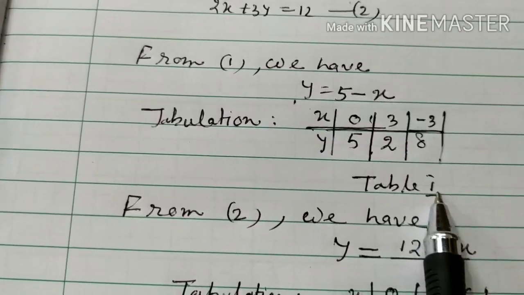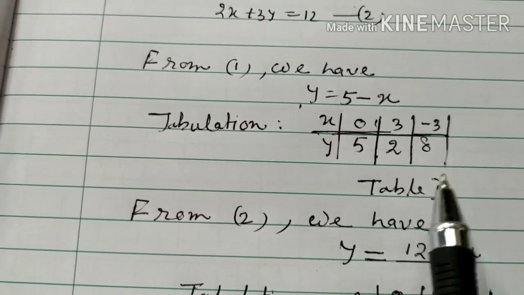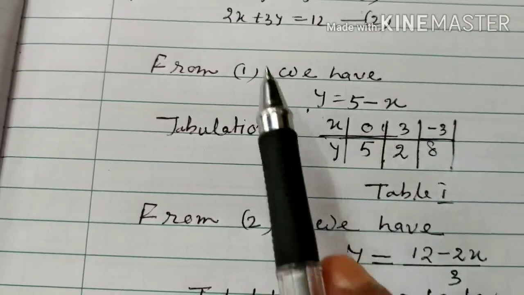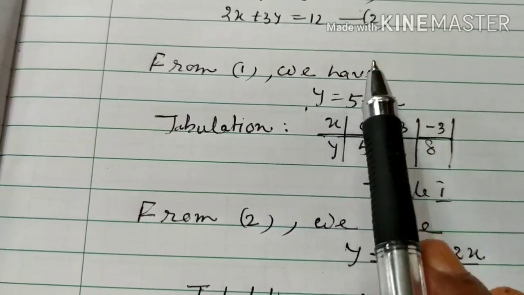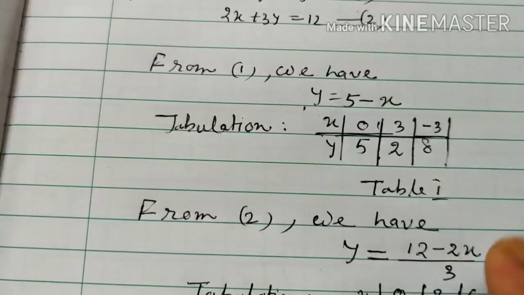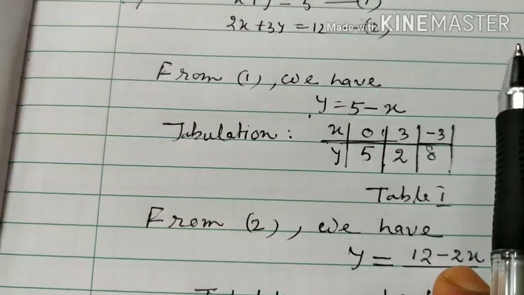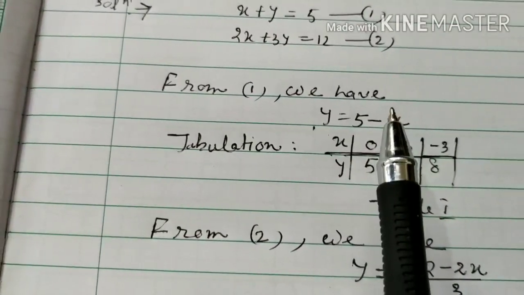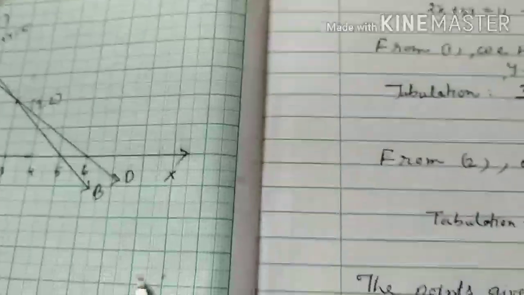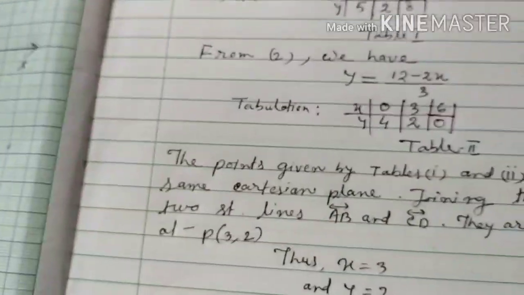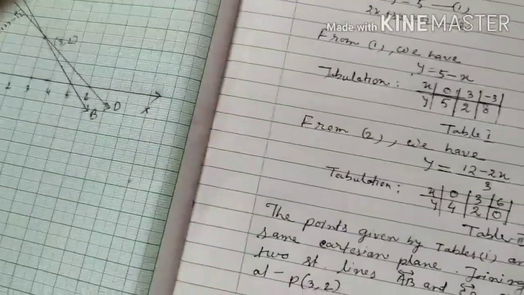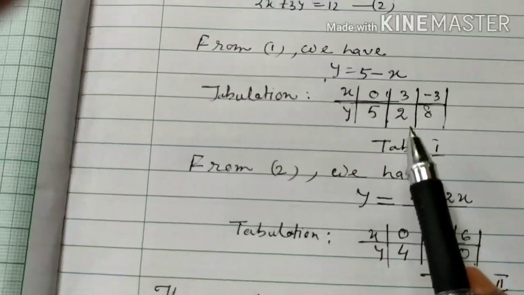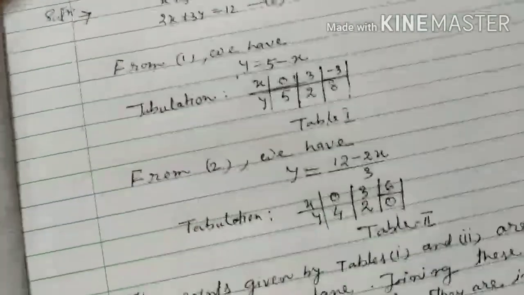Table number 1. In Class 10, the sum of the values which satisfy question number 1 and 2 are as follows. The board gives marks for the tabulation, for the conclusion and for the solution. Then from equation number 2, we solve for y.